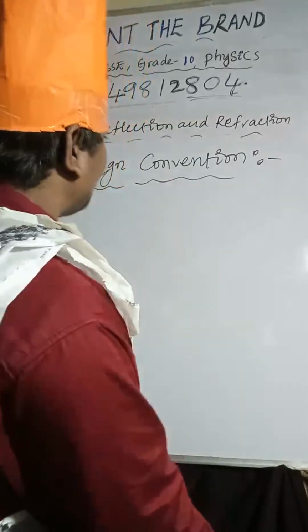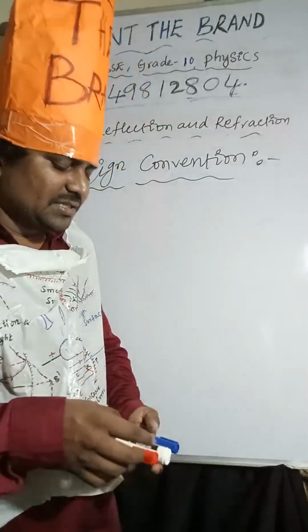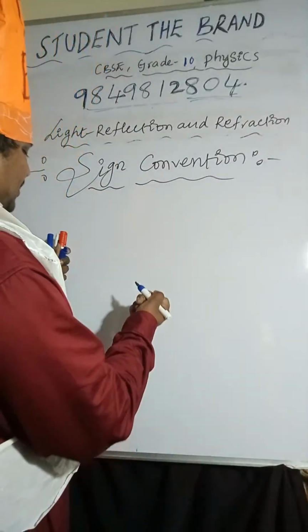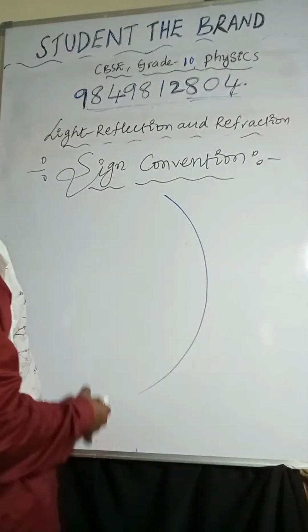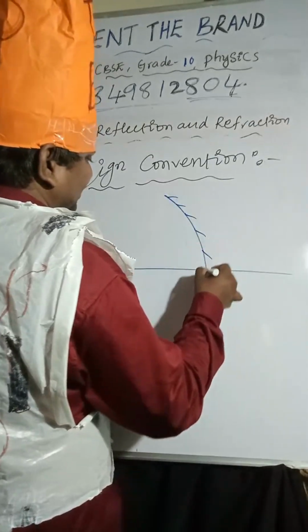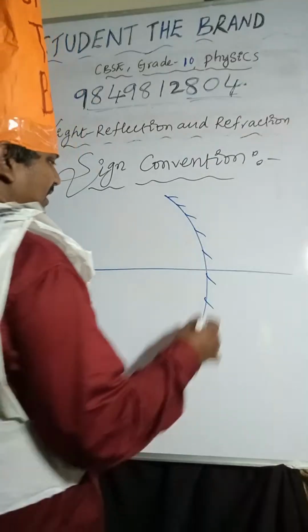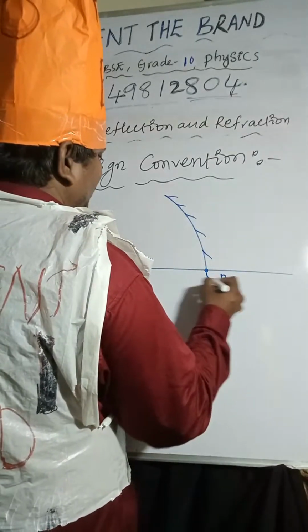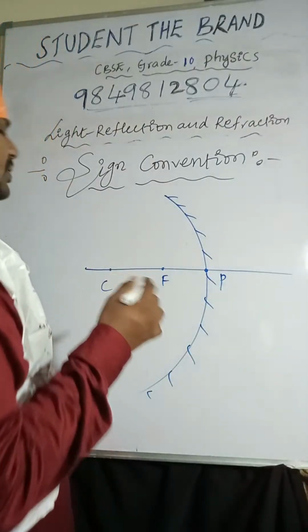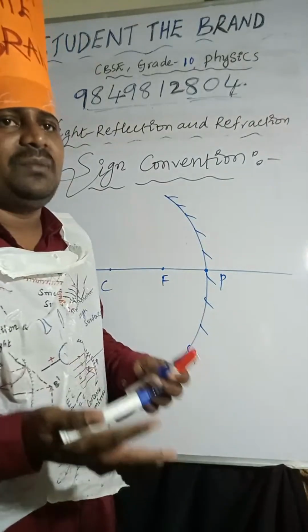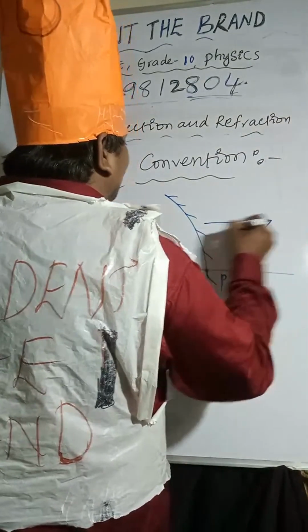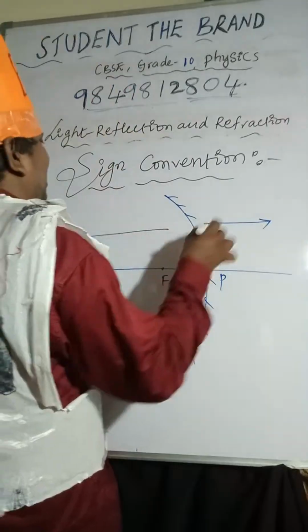Okay, everybody, come on. Sign conventions. Here you can observe I am taking the concave mirror: pole, focus, and center of curvature. All distances are measured from the pole.